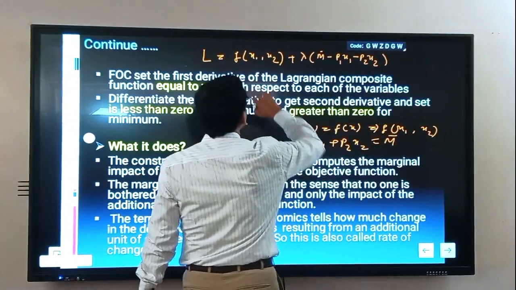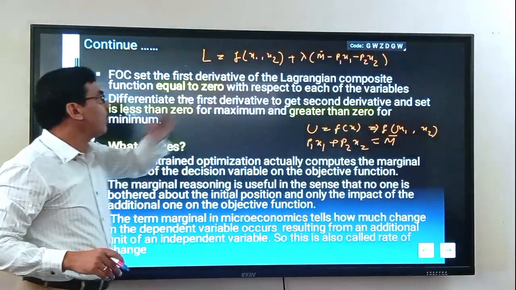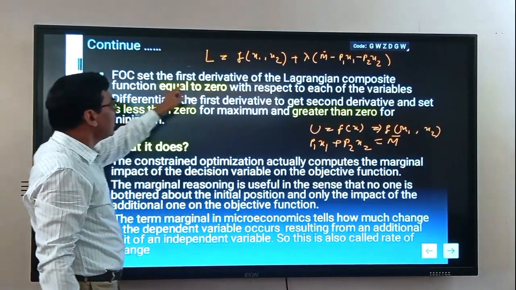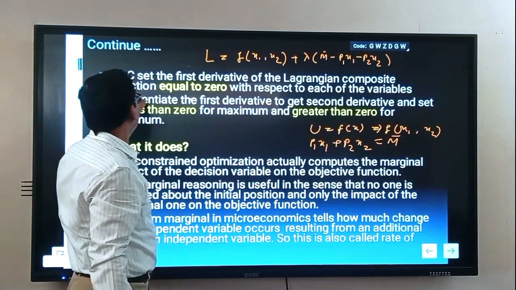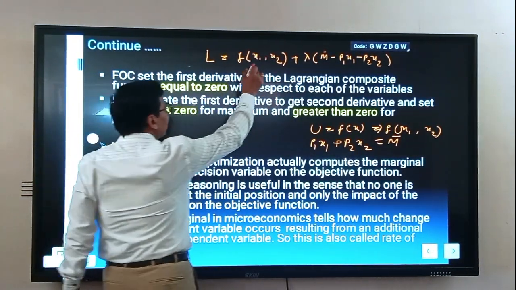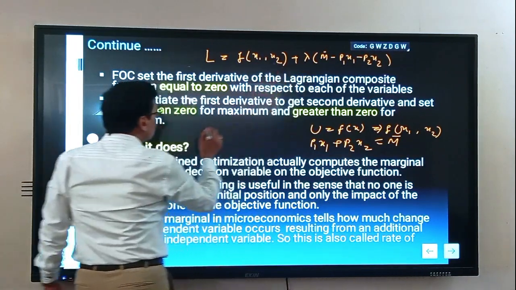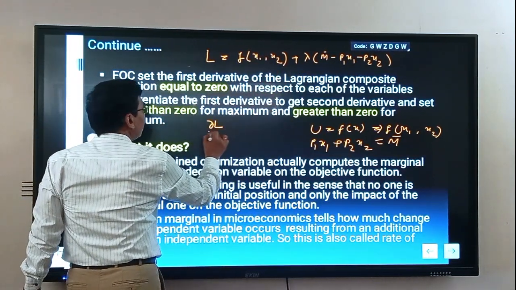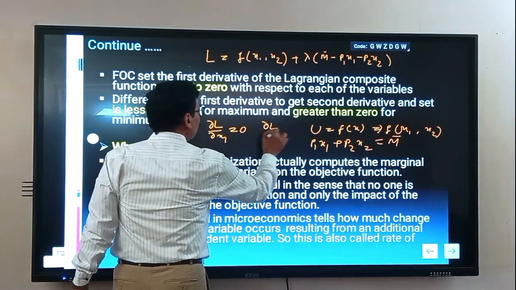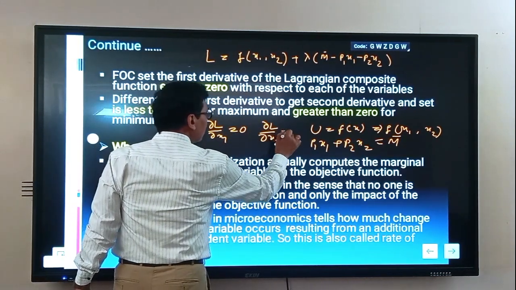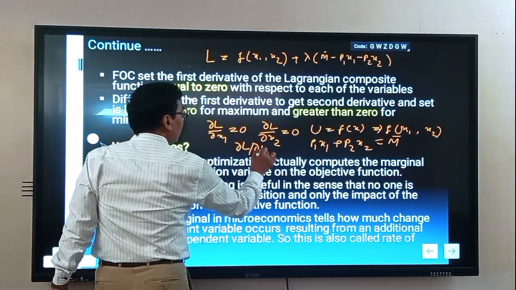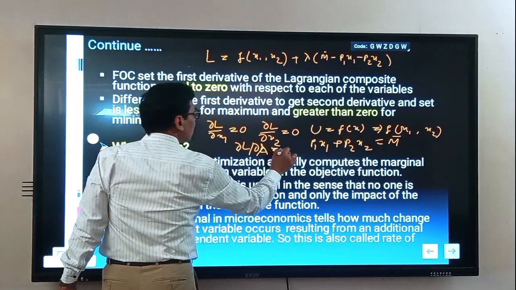Okay, this is my Lagrangian composite function. The first order condition is you set the derivative of this equal to 0 with respect to each of the variables. Now the variables are x1, x2 and lambda. So we take the differentiation dL/dx1, this should be equal to 0. Then dL with respect to x2 must be equal to 0. And dL with respect to lambda must also be equal to 0.